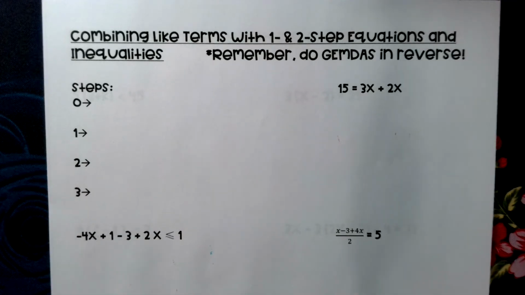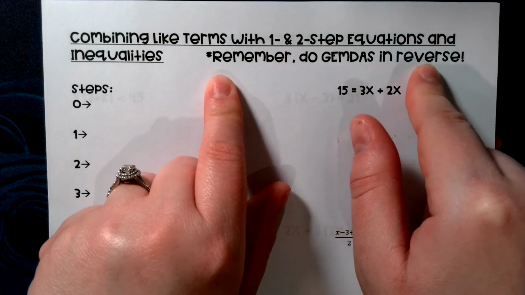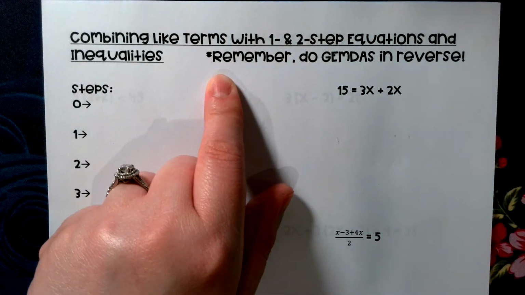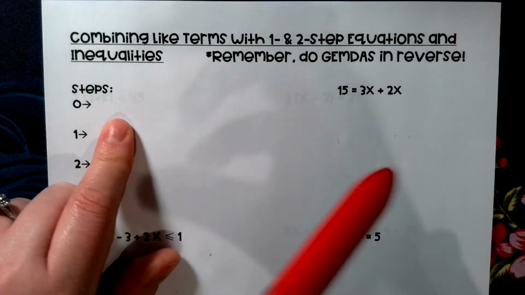Today we're going to take what we did yesterday with combining like terms and apply it to one- and two-step equations and inequalities. Remember, make sure you're doing GEMDOS in reverse when you're trying to solve it. The steps look a little different now. We're still going to start off with drawing your river of love.